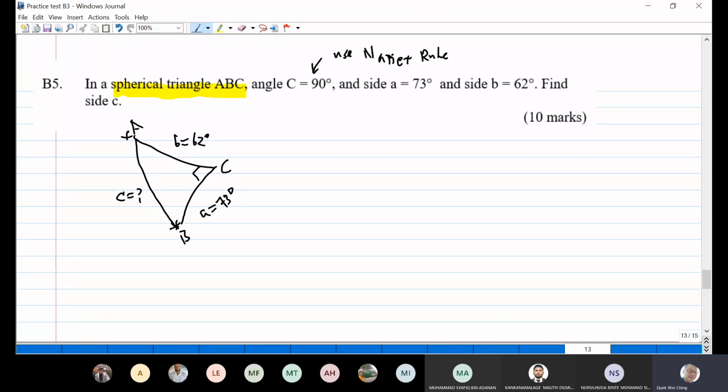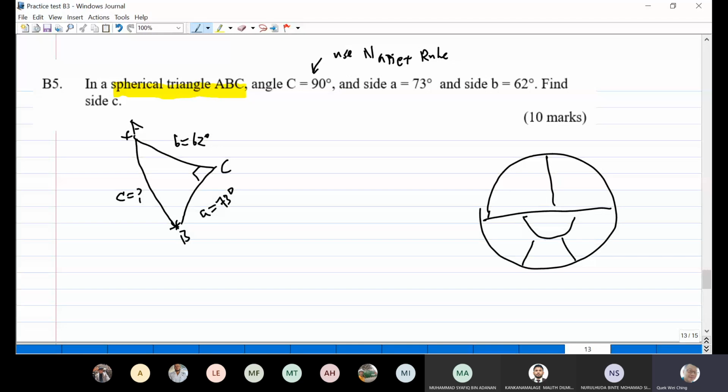To solve the triangle, we need Napier's rule. Remember, Napier's rule looks like this: the top are two parts, the bottom are three parts. If you look at the Napier's rule formula for a spherical triangle, it is on page 24, and the formula is there.